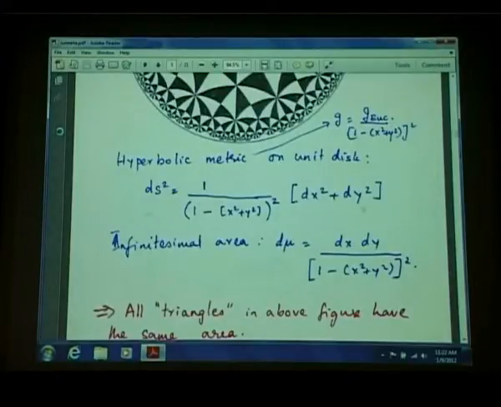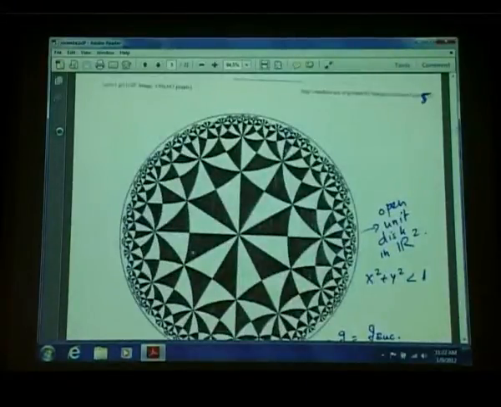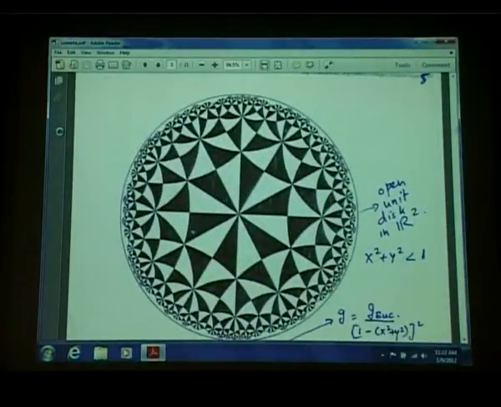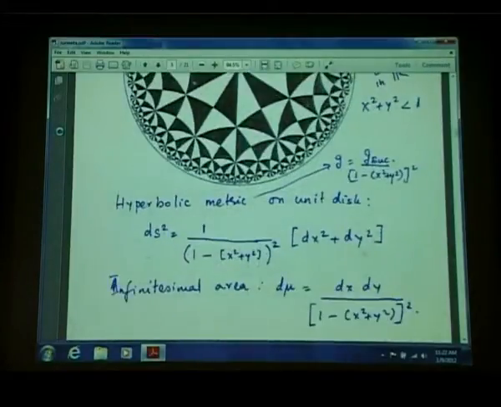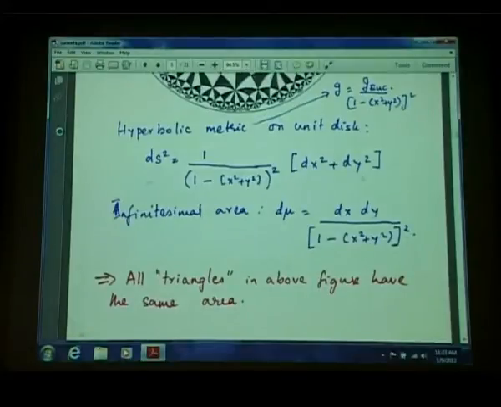If I use this formula for my area, then all these triangles, and I say triangles within quotes because they don't really look like triangles, all these triangles have the same area with respect to this distance function. Now this doesn't really look like a triangle. For example, this line looks curved if you think about it using Euclidean distance, but it is the path of shortest distance between two points using this distance function. So this metric is called the hyperbolic metric.